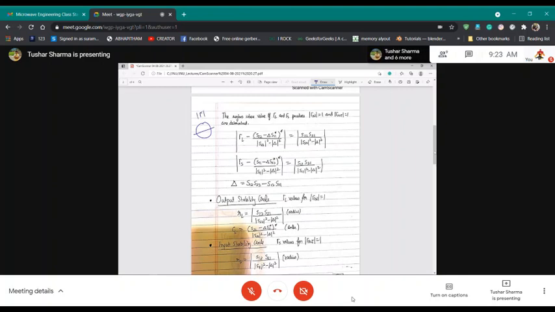Maximum gamma can be equal to just 1, right? So if gamma in is equal to 1 and gamma out is equal to 1, you have to determine what are the values of gamma L and gamma S which will produce gamma in equal to 1 and gamma out equal to 1. When you put the values of gamma in and gamma out in this and try to solve for it, you end up with these expressions.